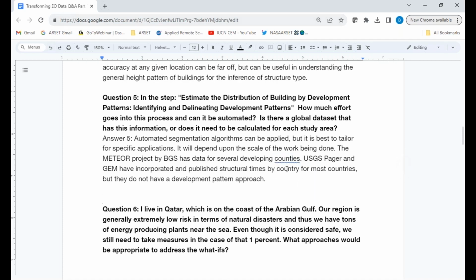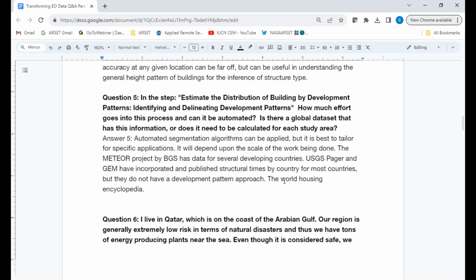Are there global data sets that you can use? Yeah, there's the World Housing Encyclopedia from EERI. That's a great source for structural information. I believe Mike mentioned that. GEM has a global data set where they've got structural types. I don't think they have development patterns, but they have structural types. PAGER has embedded structural types by urban and non-urban areas that can be used in conjunction with development patterns. And then the METEOR project by BGS that's mentioned here has 46 developing countries where we've provided that information.